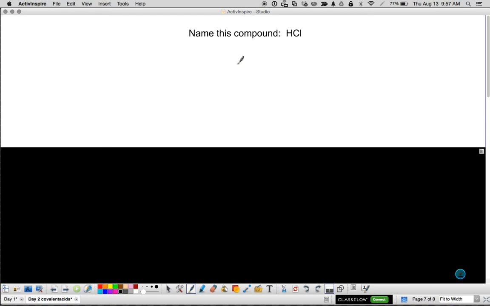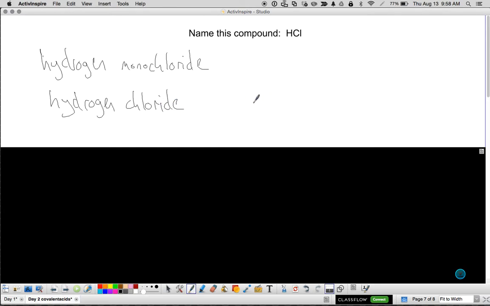All right. So name this compound. HCl. So what do you think? Hydrogen monochloride? If we treat it as a covalent, I mean, HCl, this is going to be kind of right on the verge between ionic and covalent, right? So hydrogen monochloride, or do we maybe treat it as a full ionic and just do hydrogen chloride? I don't know. Which one do we do?